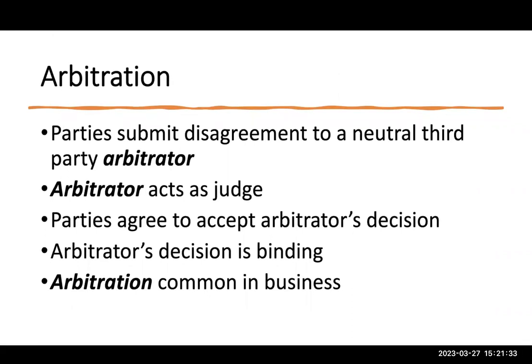Arbitration, on the other hand, is essentially a private trial. And in arbitration, the parties submit their disagreement to a neutral third party who is an arbitrator. That arbitrator acts as the judge and the jury. And as part of the agreement, the parties agree to accept the arbitrator's decision, which is binding.